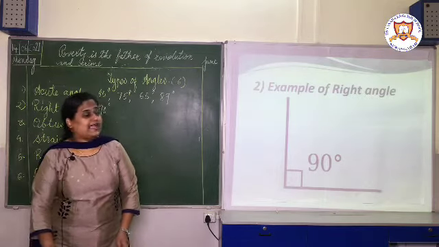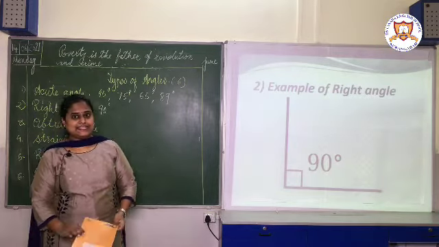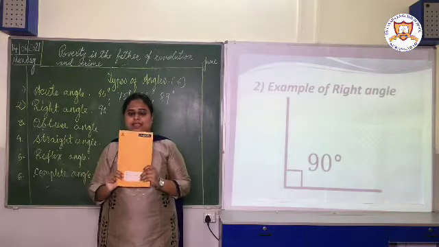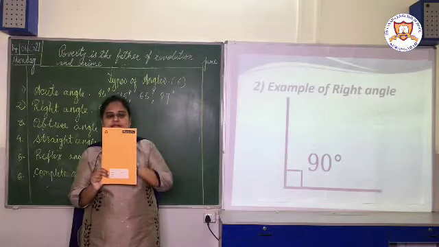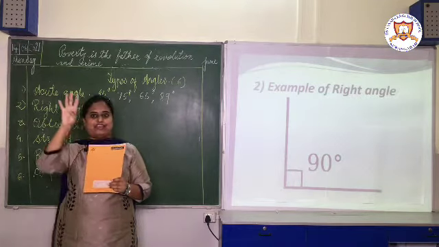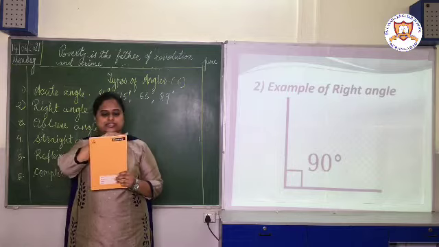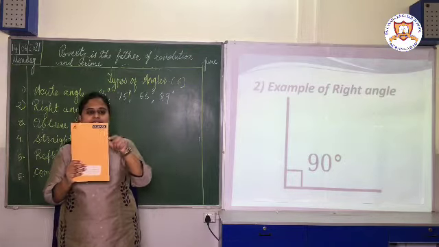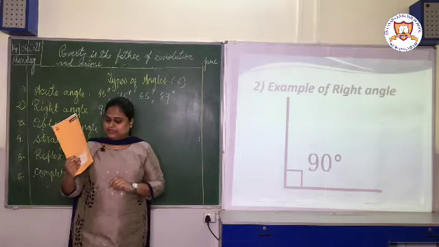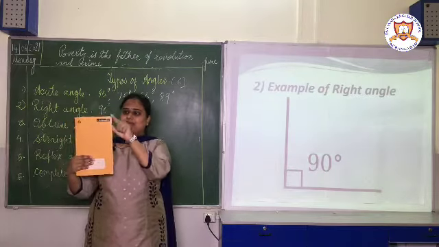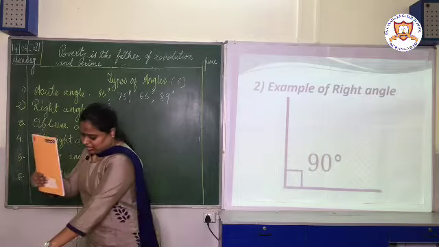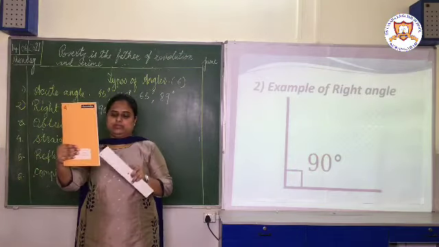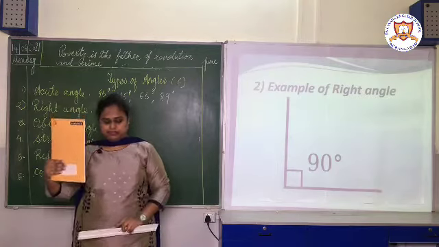Here in day-to-day life also we can see the right angle, isn't it? So, one example I'll show you. See, this is our notebook. Okay, now just check this notebook's corner. This notebook has four corners: 1, 2, 3 and 4. So, these four corners also have a right angle. Correct? We can see here. How many right angles are here? 1, 2, 3 and last one is 4.